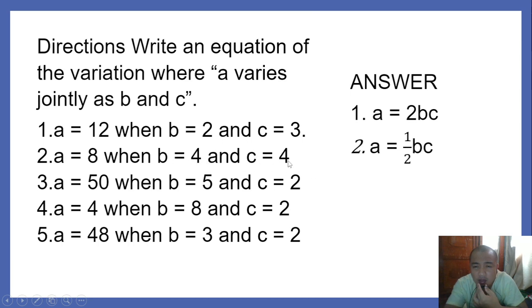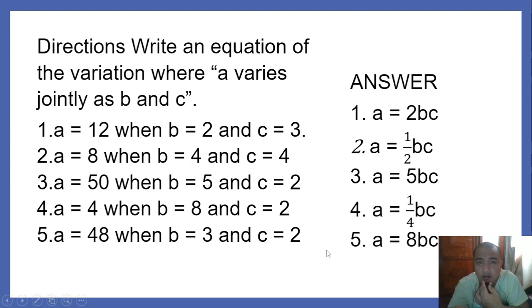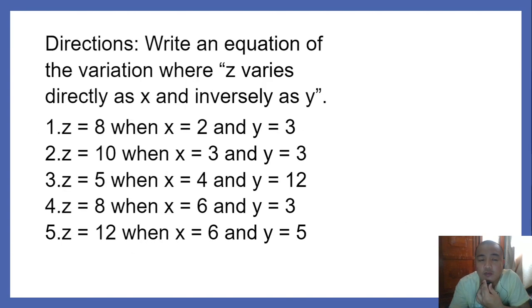For number 2, A equals 1/2 BC. A divided by 16, so 1/2 BC. 50 divided by 10. The product of 5 and 2 is 10. So 50 divided by 10 is 5. Equals 5 BC. 4 divided by 16, 1/4. A equals 1/4 BC. 48 divided by 6, 8 BC. Did you get it? Very good.